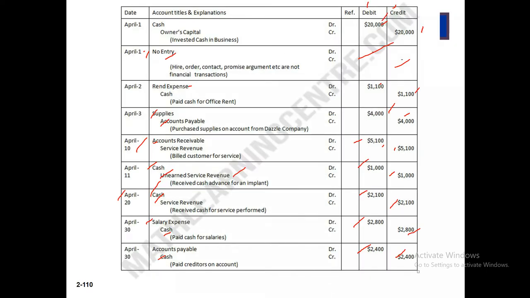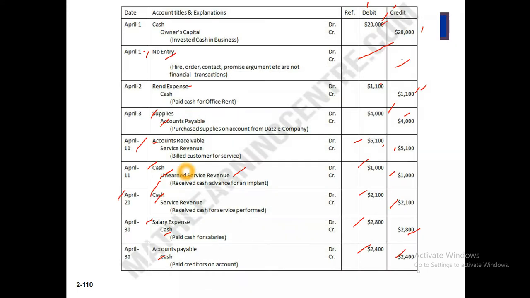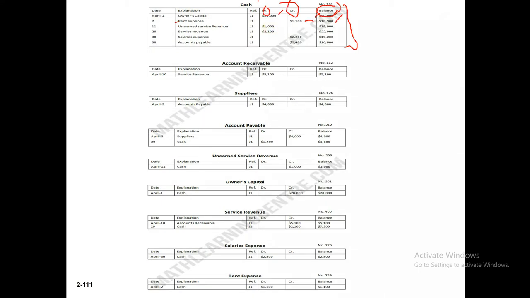Number second, here cash credit 1,100. So here for rent expenses cash credit, this is credit and this is debit and this is balance. So cash credit, this figure will be subtracted from this figure. So our figure will be this one. Now cash April 11, cash debit 1,000. So this is 1,000 cash, and this cash will be added with this figure, and now the present figure will be this one.